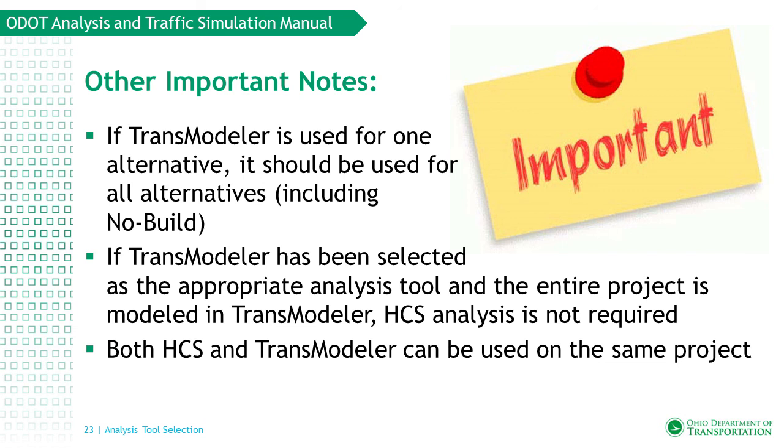If, for example, the project involved a freeway section with multiple interchanges but had one weave, the entire freeway network analysis could be done using HCS. Transmodeler can then be used to verify and supplement the results from HCS for the weave segment.